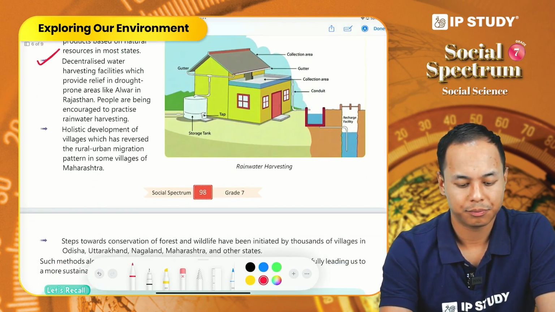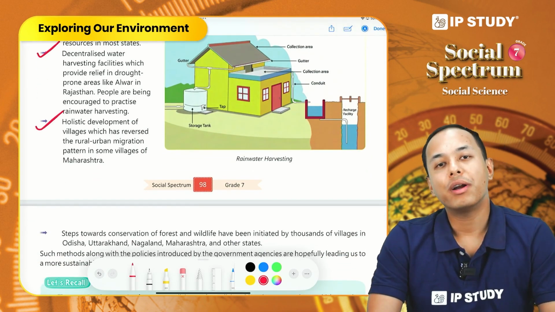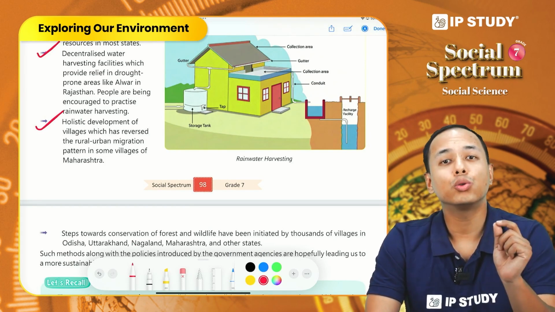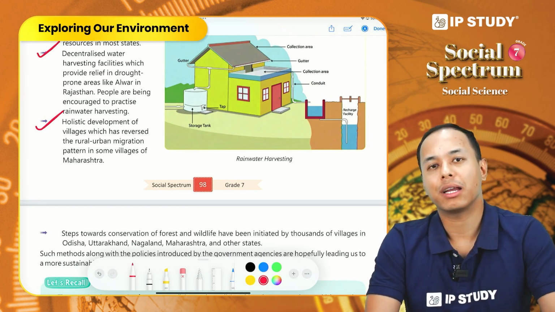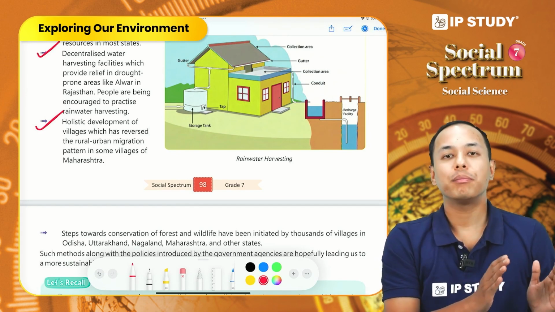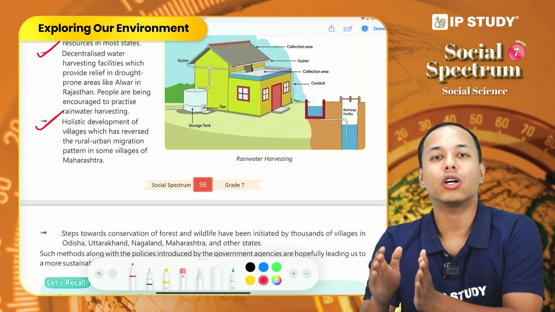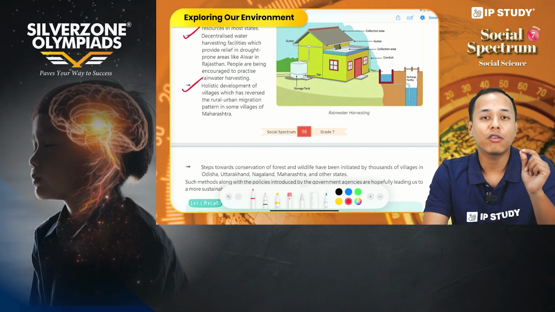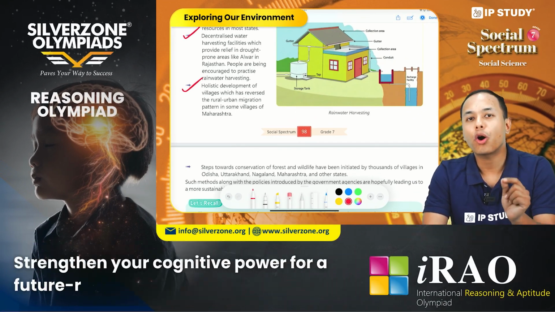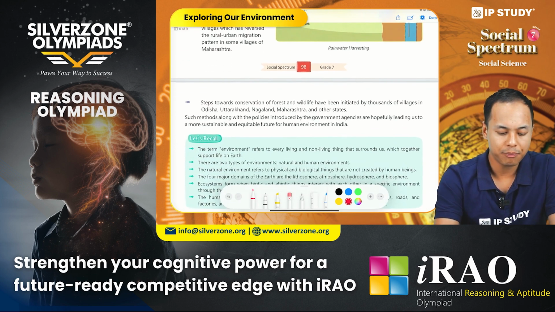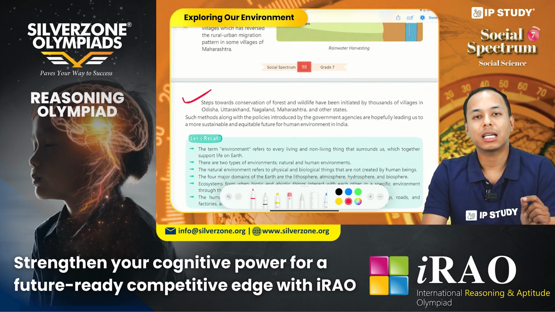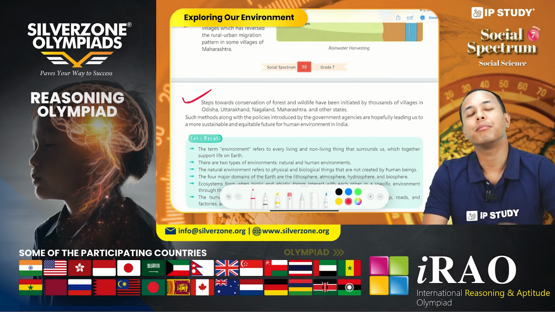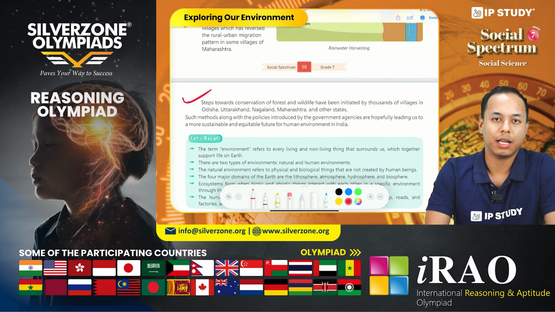Alwar. Fourthly, the government has focused on the holistic development of villages. Why? To stop the village-city migration. And what does it mean? Normally people move from villages to cities or towns in search of better opportunities. So the government, by focusing on the development of the villages, tends to stop this migration. And lastly, steps have been taken to protect environment, forest and wildlife in many states and villages of India.